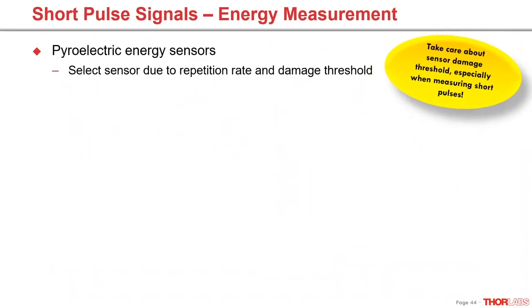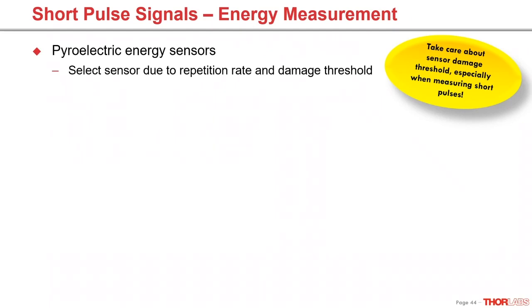So when it comes to short pulses as emitted from femtosecond lasers, the measurement of the average power with thermal sensors or integrating spheres can still be done. However, when wanting to measure directly the pulse energy of a Q-switched laser, pyroelectric energy sensors are the best choice.